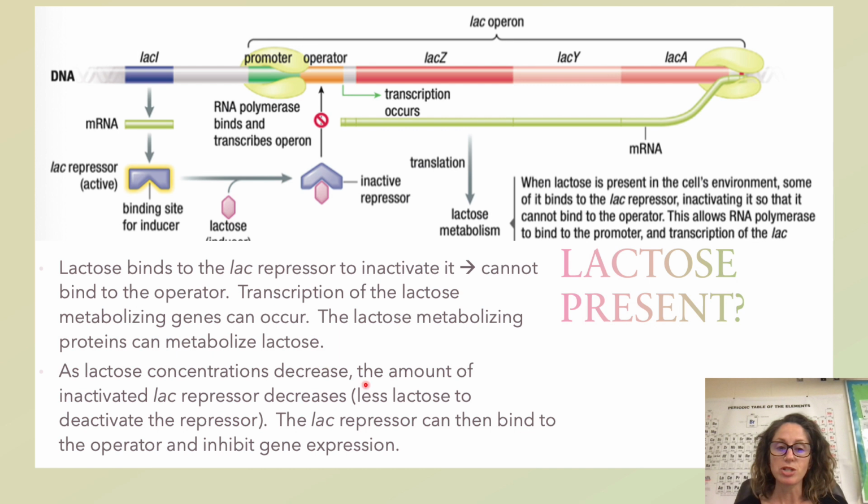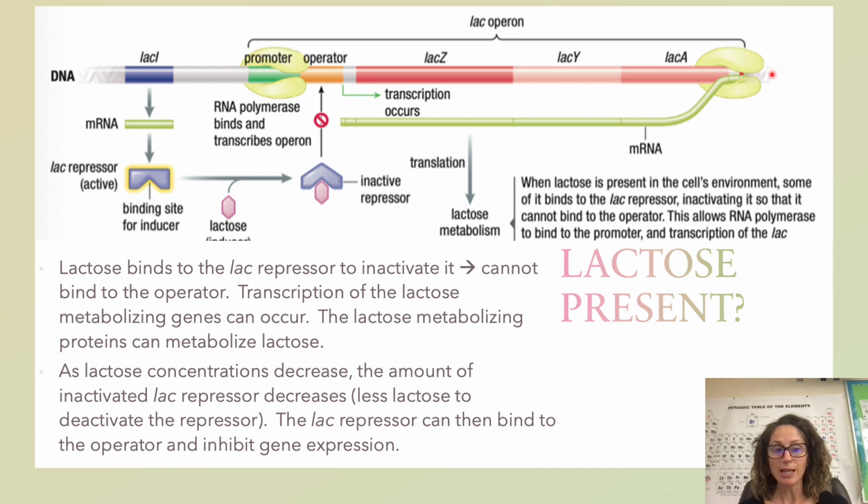So let's read through this, just to make sure I haven't missed anything. Lactose is going to bind to the LAC repressor to inactivate it. So this repressor cannot bind to the operator when it has lactose bound to it. Transcription of the lactose metabolizing genes can then occur. The lactose metabolizing proteins can then metabolize lactose.